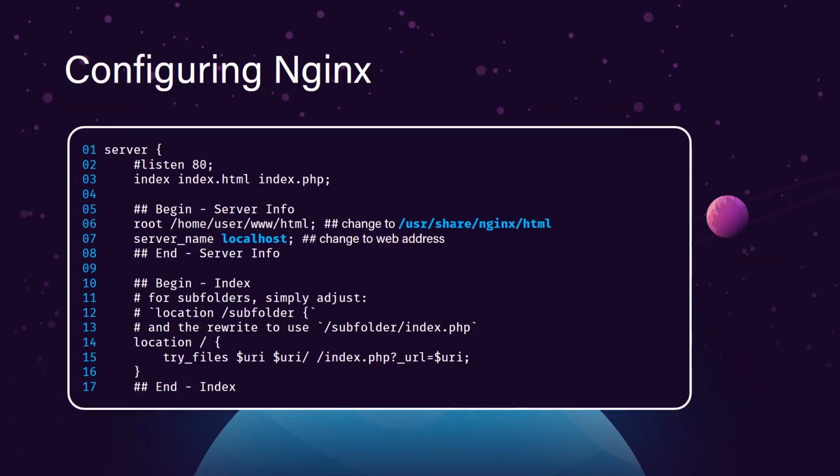So now that you have this file open, you should see this config file. We only need to edit two things in here, the root and the server name. So go ahead and change the root to our web root, which is /usr/share/nginx/html. And then change the server name to your web address. If you're developing on your local machine and using localhost, leave it as localhost. If not, put in your domain name or your IP address. Once you're done with that, hit Ctrl+X, hit Y, and then hit Enter to save this file.